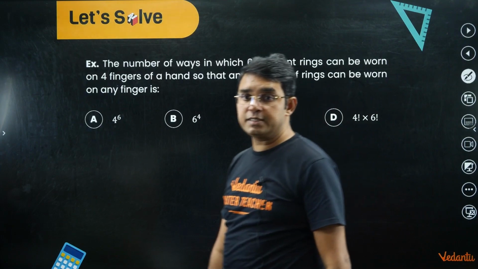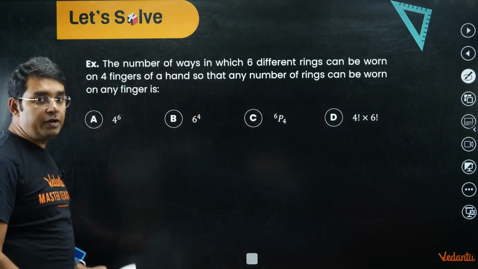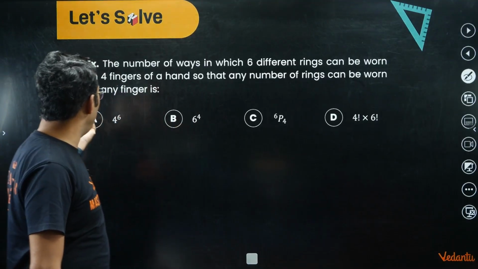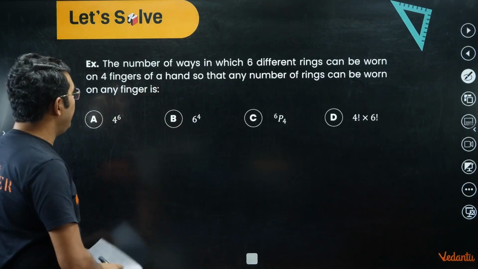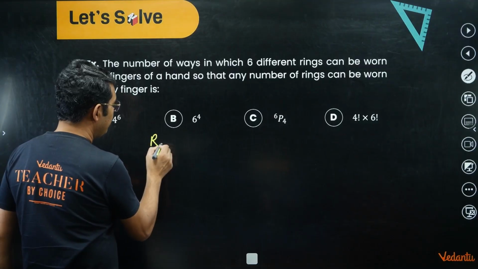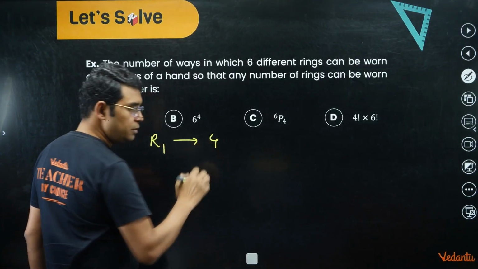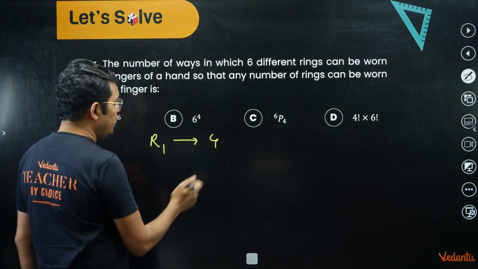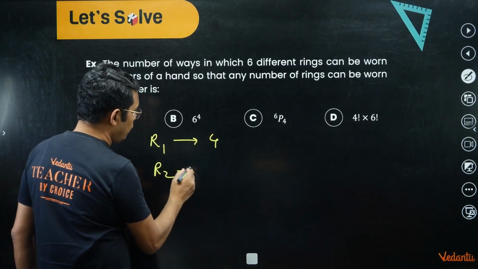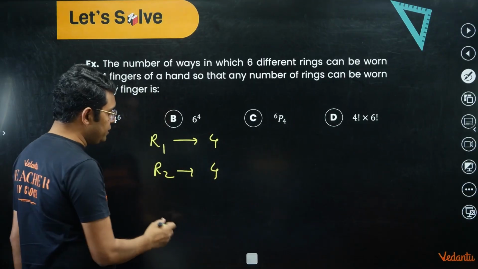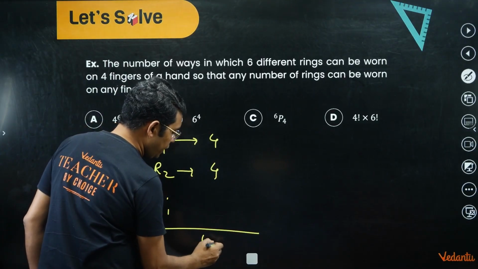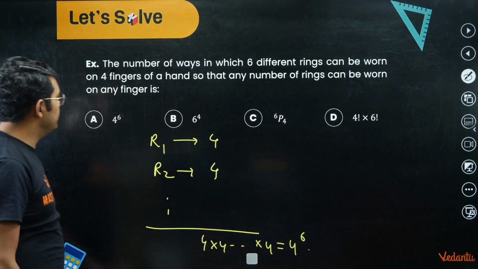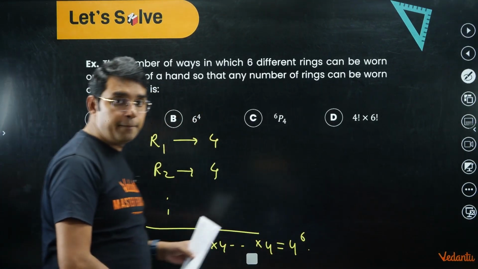Number of ways in which 6 different rings can be worn on 4 fingers of a hand, so that any number of rings can be worn on any finger. I think very simple question. For each ring, say ring 1, you are having 4 options because every finger can wear any number of rings. So ring 1 can go to finger 1, then R2 can also go to any of the 4 fingers. If you keep on doing this, 4 into 4 and so on into 4, that will be equal to 4 raised to the power 6. So answer of this should be A.